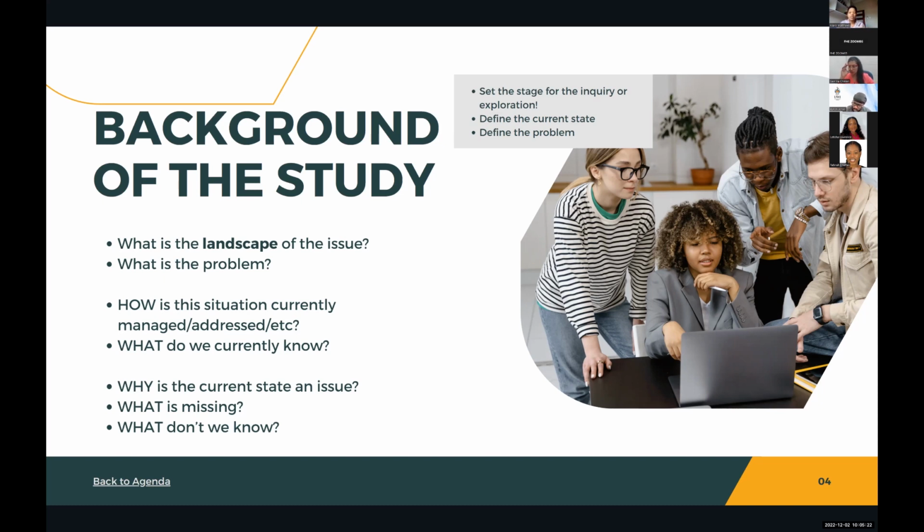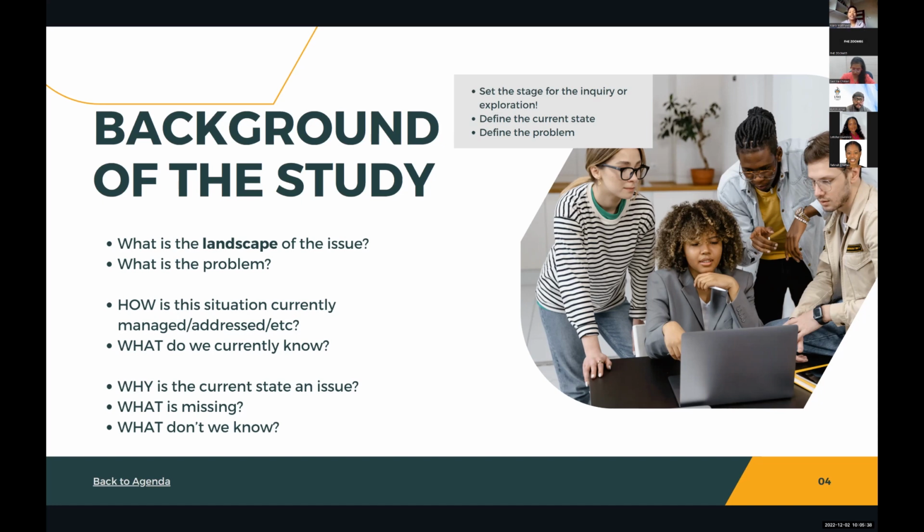Then you want to briefly give an outline of what is the problem. We don't know this. We don't know if we can apply this. We don't know how to do this. There's an issue somewhere. And your study has to now come and answer the questions related to that problem, right?